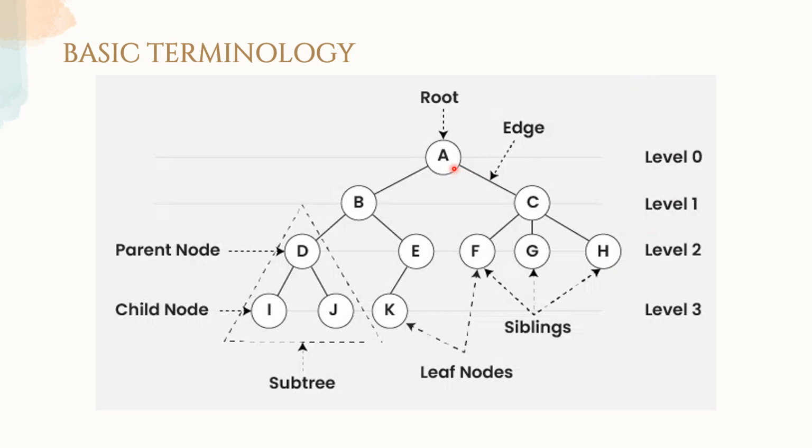The root node is marked as level 0, and the next children are marked as level number 1, level number 2, and so on. Hope you have understood the concept in a general tree. When you take this tree, D is a parent, I and J are children. And this is a subtree for B.